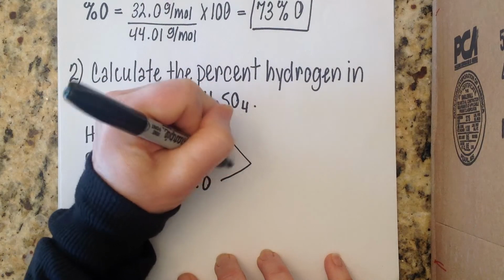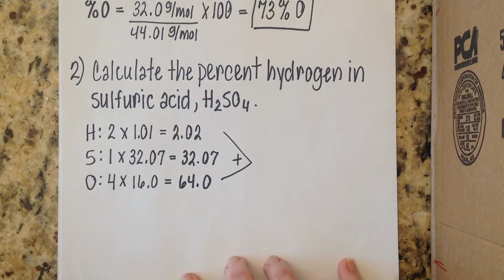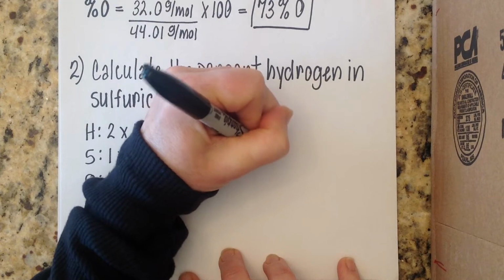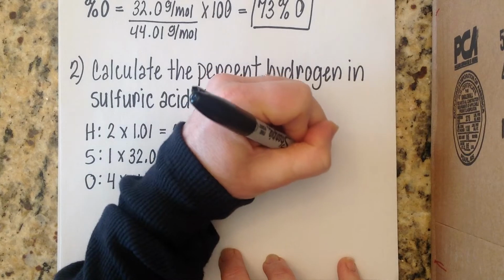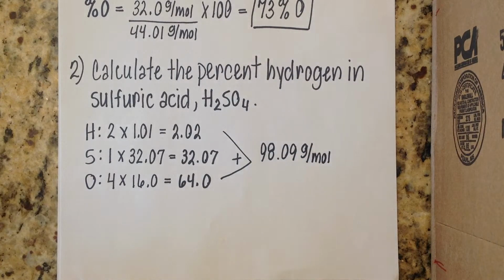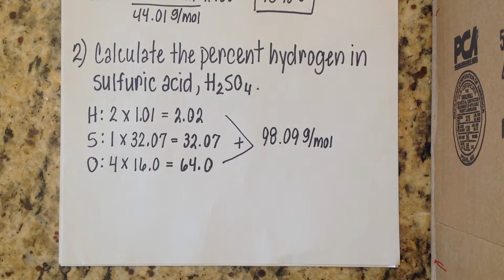So let's add these together. And when we add those 3 numbers, we should be getting around 98.09 grams per mole. Now let's say you punched this in, you were doing the math, and you got 98.08. For a problem like this, it's not such a big deal. We're rounding to a whole number. Now we've got our molar mass of the entire sulfuric acid molecule.